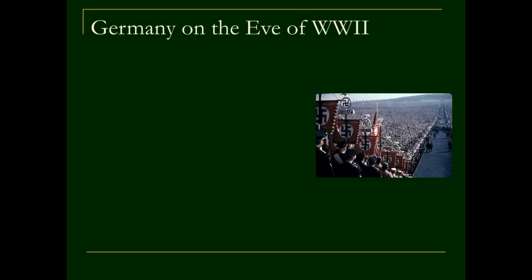So let's talk a little bit about what was going on before World War II begins. And some of this stuff is reviewed from the last lesson, so you may remember it, some of you may not. But this is Germany on the eve of World War II. And of course, Germany is going to play a major role in the beginning of World War II. So, of course, we know who the leader of Germany is. It is Adolf Hitler. He's a fascist dictator.